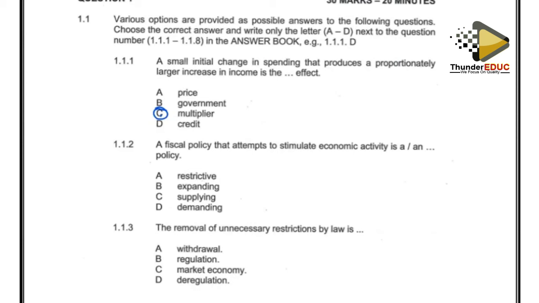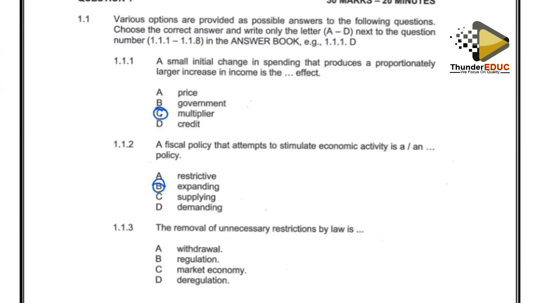That picture, always create a picture in economics, and in that regard, don't just create a smaller picture, but the bigger picture. Okay, right. So now moving on to 1.1.2, a fiscal policy that attempts to stimulate economic activity is dash. Our appropriate answer in this regard is expanding, which is B.